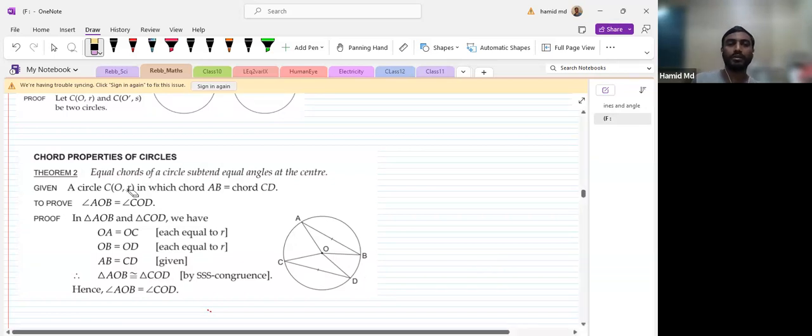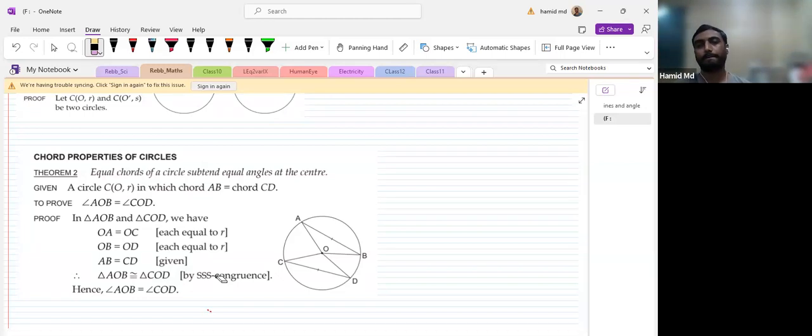Then again we already said that the chords are equal, then AB and CD are equal. That we have given. So now we see that by SSS, side, side, side, we already written all that information. Then we utilize our previous knowledge and said, okay, by side, side, side congruency, if now these two triangles are congruent triangles, the corresponding angles will be equal.